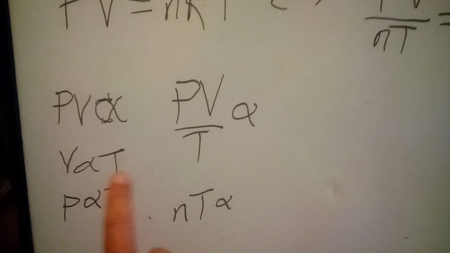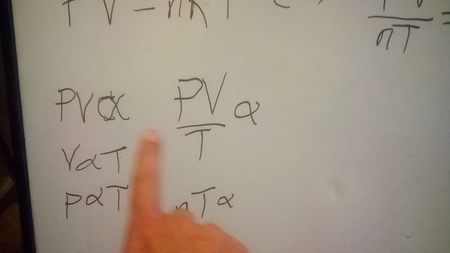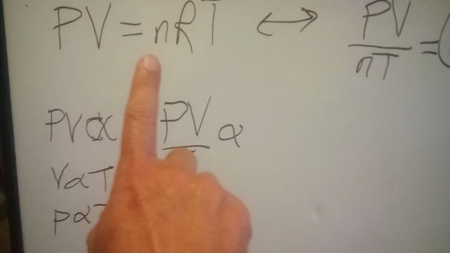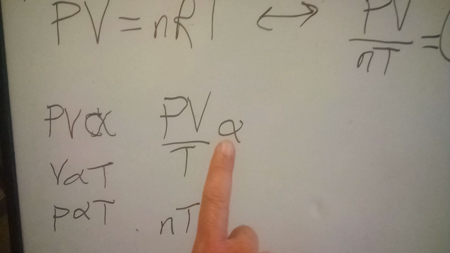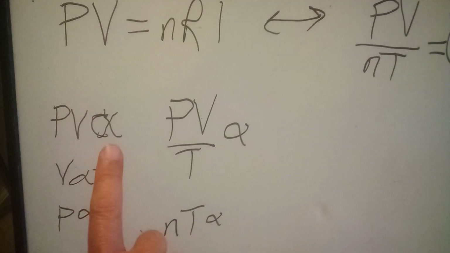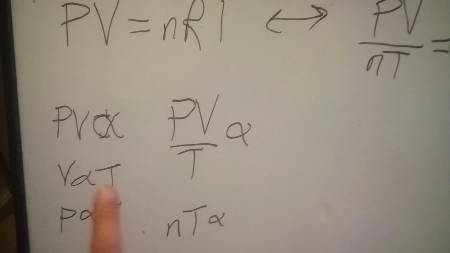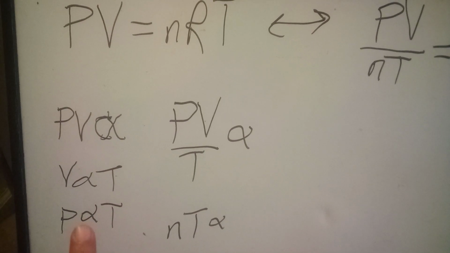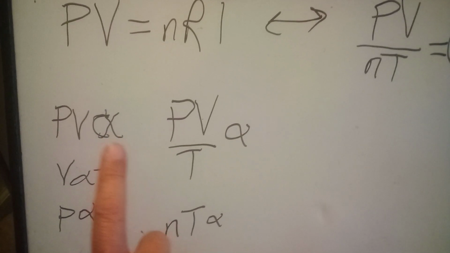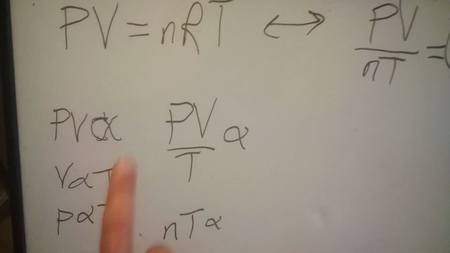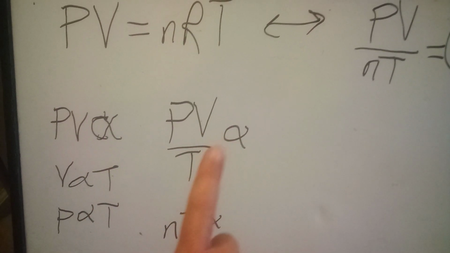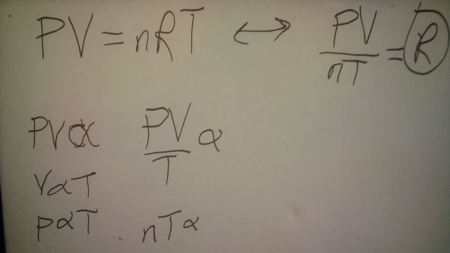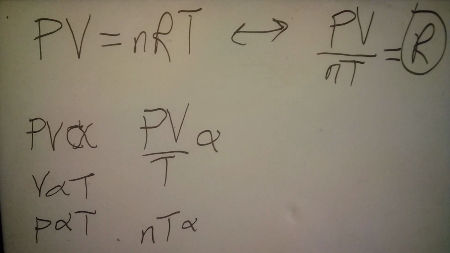And this little symbol here, that's the ancient symbol for equals. Right now we have the equal sign, and that looks like this. Used to be equals looked like that. Now we use this to say is proportionate to. The volume is proportionate to temperature. Pressure is proportionate to temperature. Pressure and volume are proportionate. Pressure times volume per temperature is proportionate. Okay.